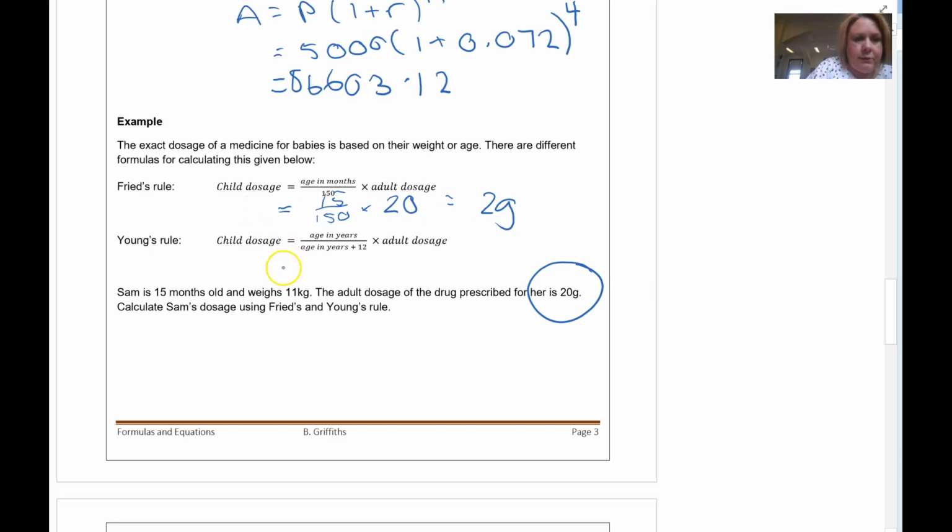If I use Young's formula, age in years, he's 1 and, or she is 1 and a quarter. So 1.25, 15 months is 12 plus 3 months, which is a quarter of 12, over 1.25 plus 12 times 20, and I'll just calculate that for us. And you get 1.89 grams, which is probably 2 grams anyway. Okay, so it's just about substituting. Remember, formula, substitution, correct calculation.